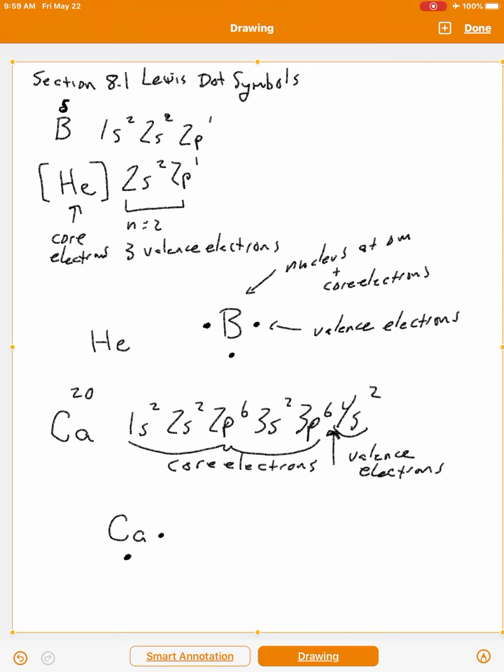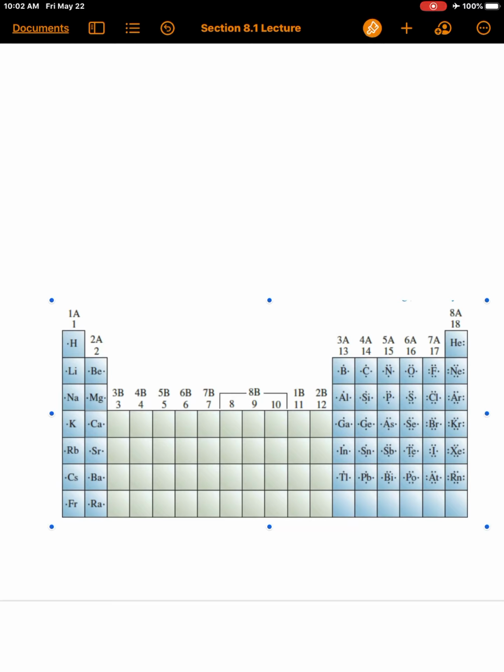Now, I want to show you the pattern of what happens. So I'm going to come out here to this figure from your textbook. These are the Lewis dot symbols for many of the elements. Let me make this a little bit bigger. Notice the first 2 columns are shown, the alkali metals and the alkaline earth metals. The transition metals are not shown.